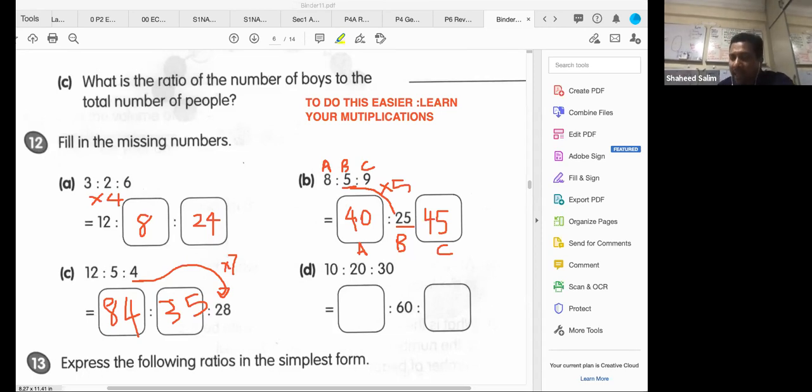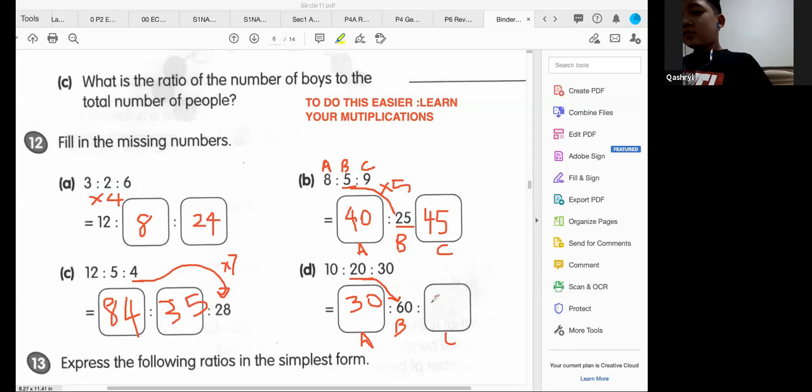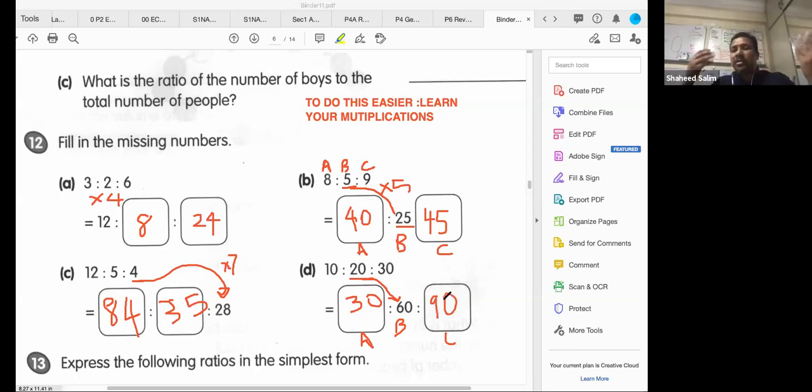Now we ask Miss Nayumi. Miss Nayumi, this is A, this is B, this is C, according to Indonesian. Can you see? 20 to 60. Miss Nayumi, times what? Times 3. So 10 times 3? 30. 30 times 3? 90. So that is chicken.